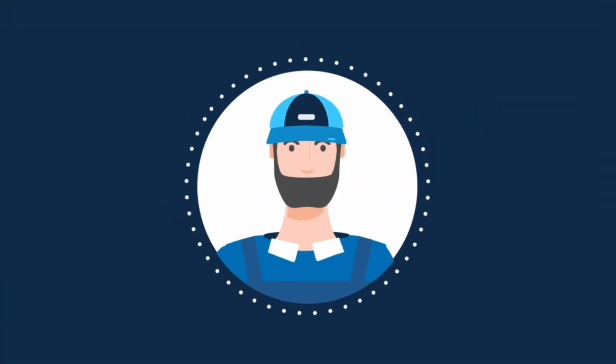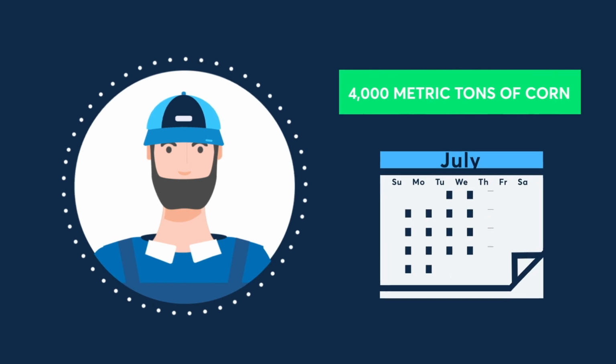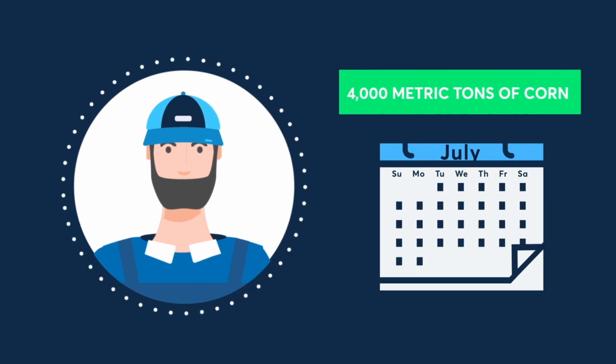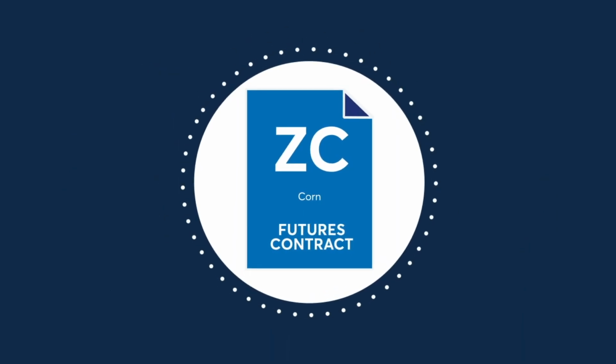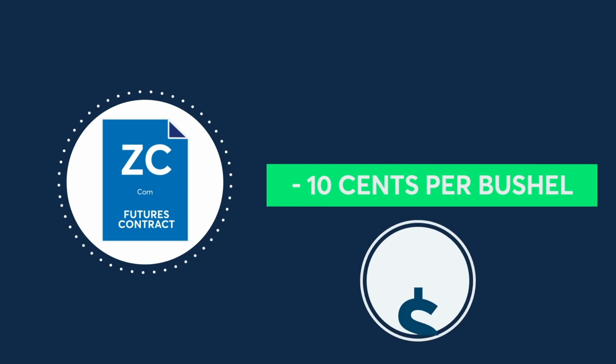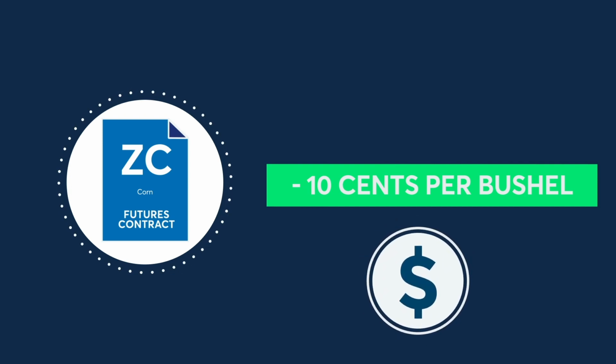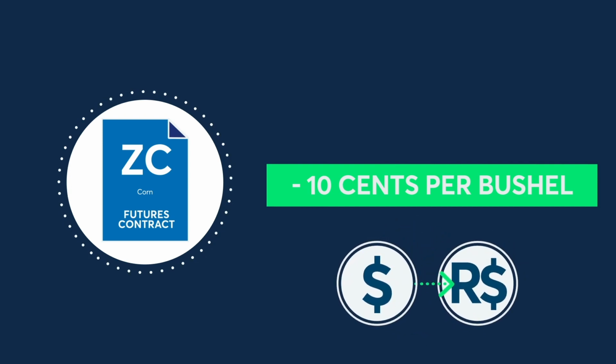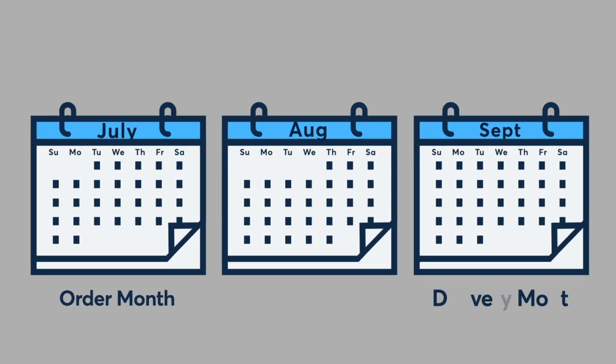Consider a Brazilian corn exporter who received an order in July for 4,000 metric tons of corn to be exported in 2 months' time. The agreed-upon price is the current September corn futures price, minus 10 cents per bushel. The exporter will receive U.S. dollars, which they then must exchange for Brazilian reais. The time between when the order was received and when delivery is required creates a 2-month gap where the producer is exposed to the risk of the movement of the corn price, as well as risk of the movement of the BRL to USD exchange rate.